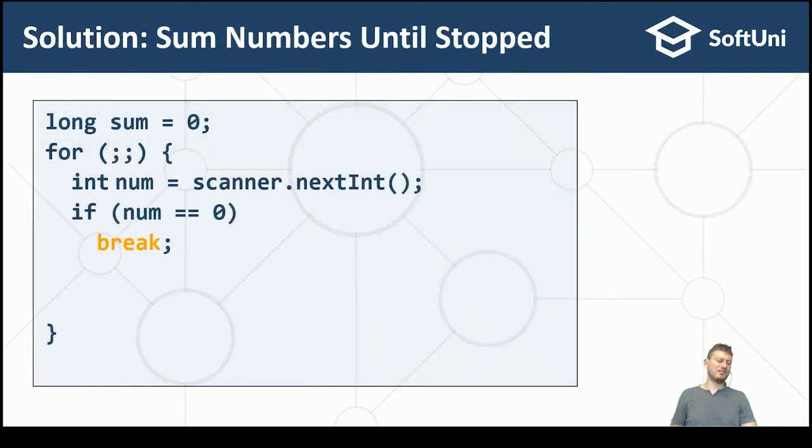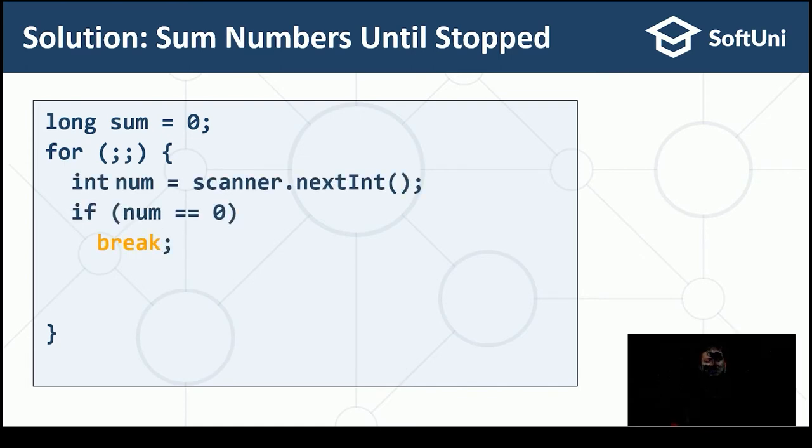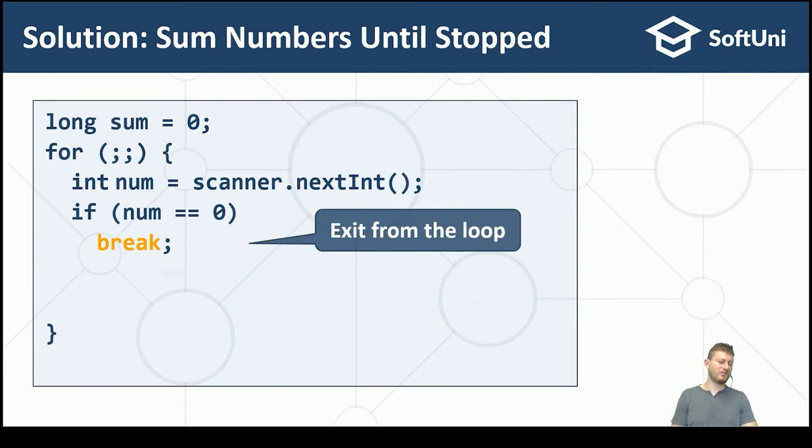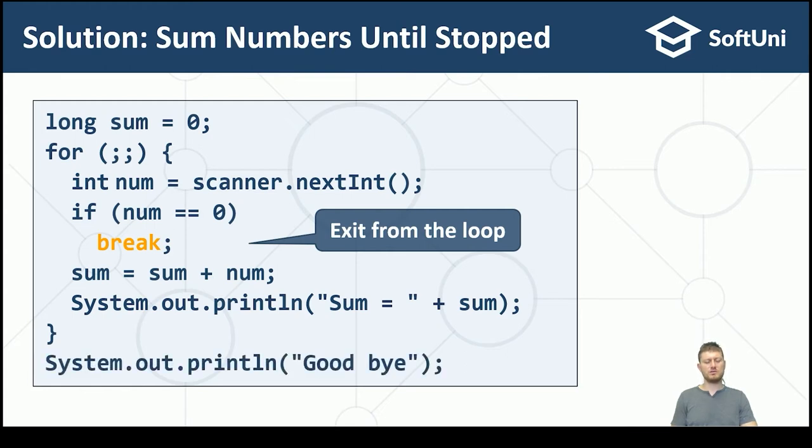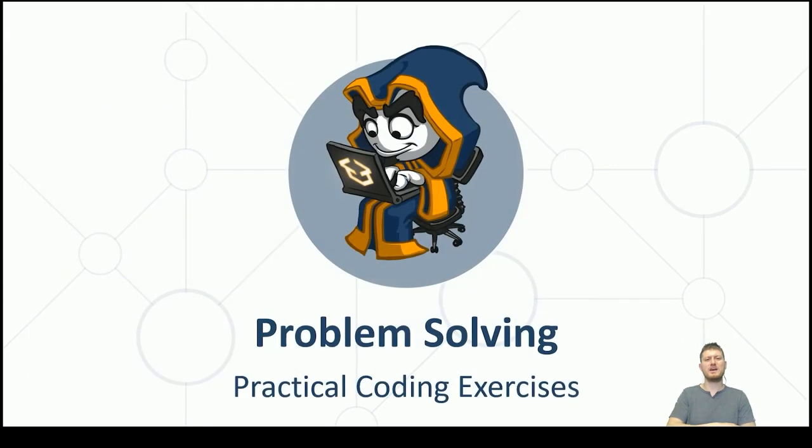This is its solution. It's very similar. I read the next integer. If it is 0, I stop the loop. Otherwise, I sum the next number, I add it to the sum, and I print the sum. Finally, I print goodbye, but this is after the entire loop has completed and stopped. Okay, this was the last thing I had in mind for this lesson.